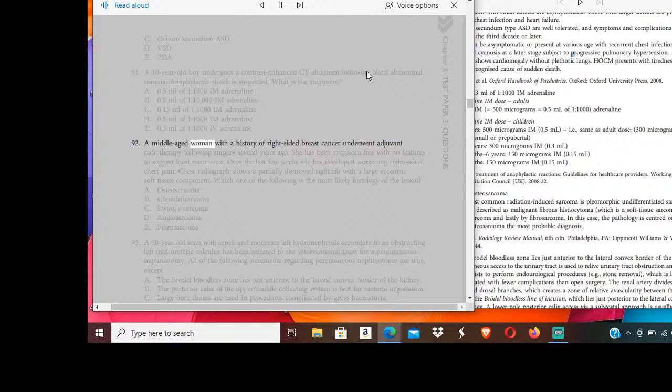92. A middle-aged woman with a history of right-sided breast cancer underwent adjuvant radiotherapy following surgery several years ago. She has been symptom-free with no features to suggest local recurrence. Over the last few weeks, she has developed worsening right-sided chest pain. Chest radiograph shows a partially destroyed right rib.